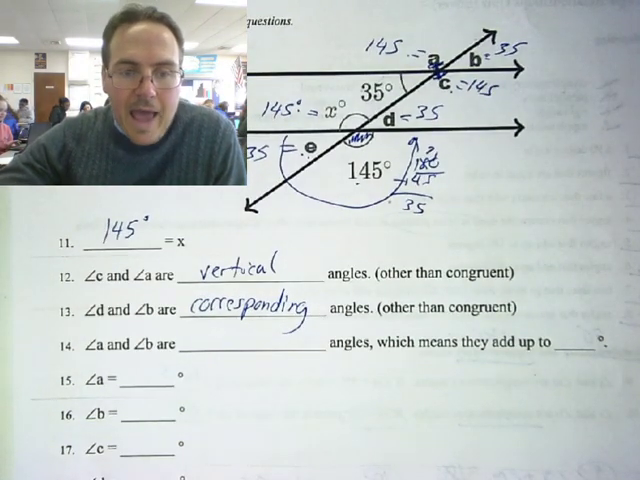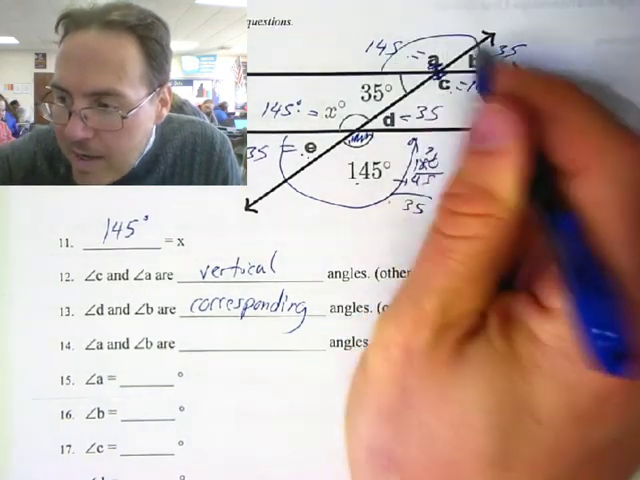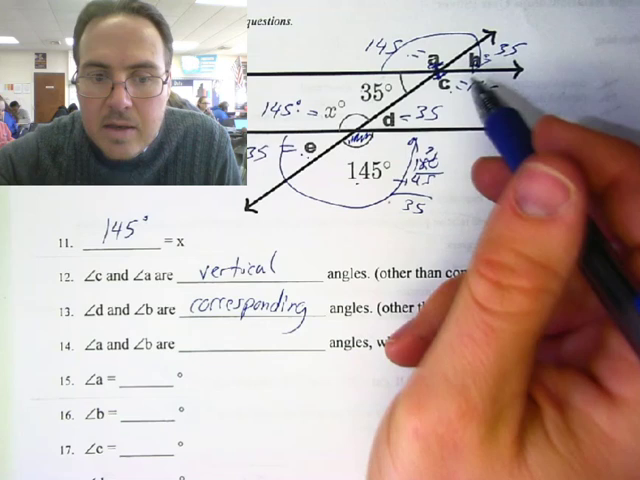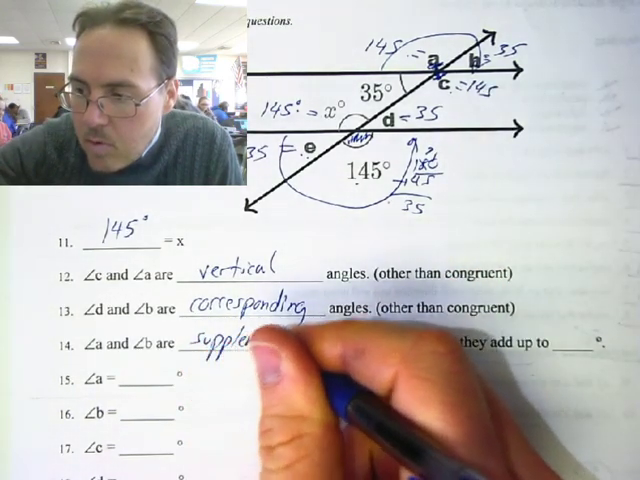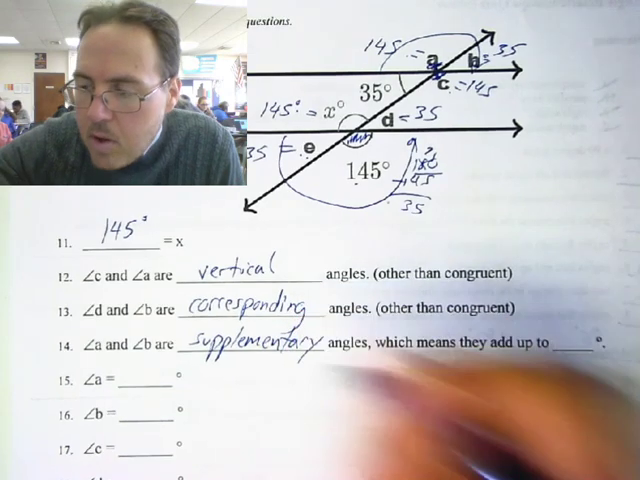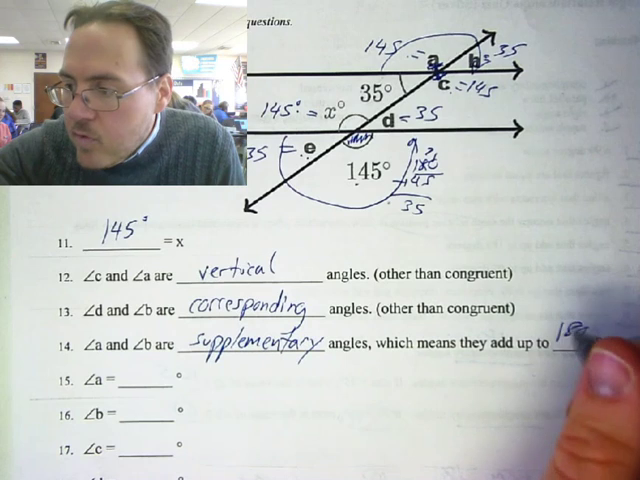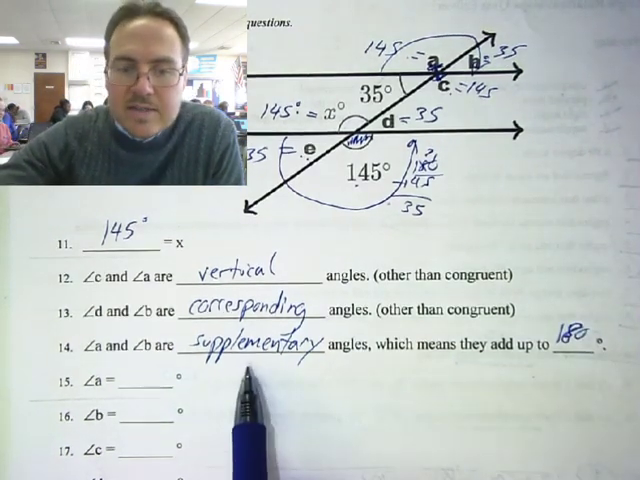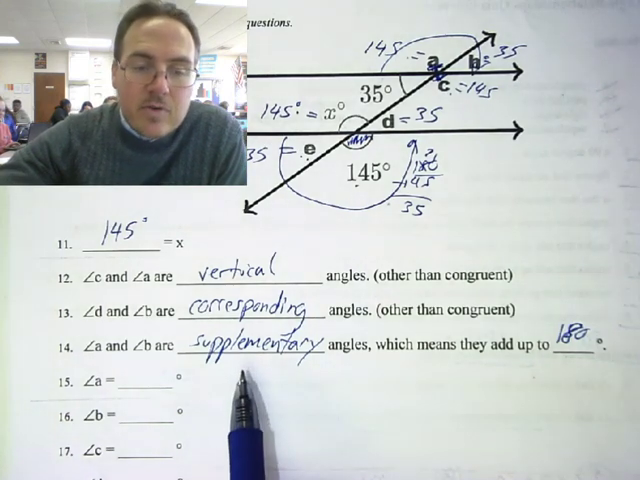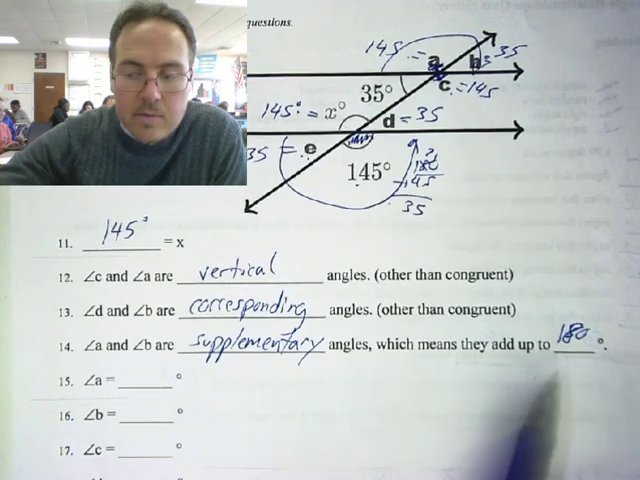Number 14, A and B. Okay, well here's A and there's B. Now they add up to be 180 because they share a straight line. They are called supplementary angles, and they add up to be 180 degrees. Now, for those of you that put 180 over here and you got the problem wrong, I didn't give you credit unless you said supplementary first. And then some of you said supplementary, but you didn't put 180, and you lost 3 points for doing that.